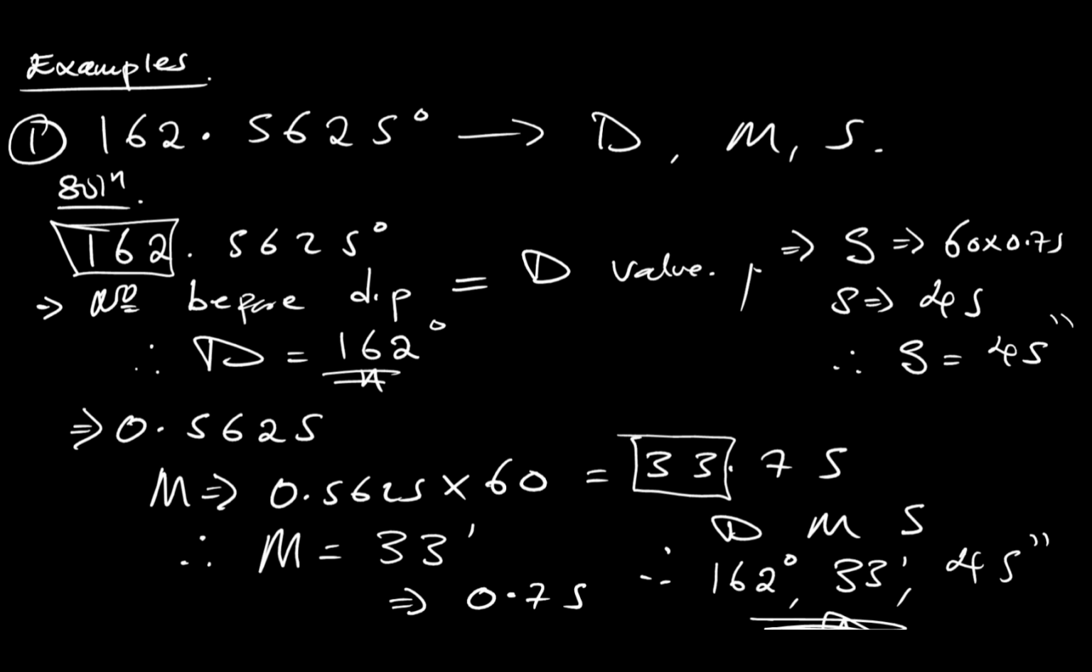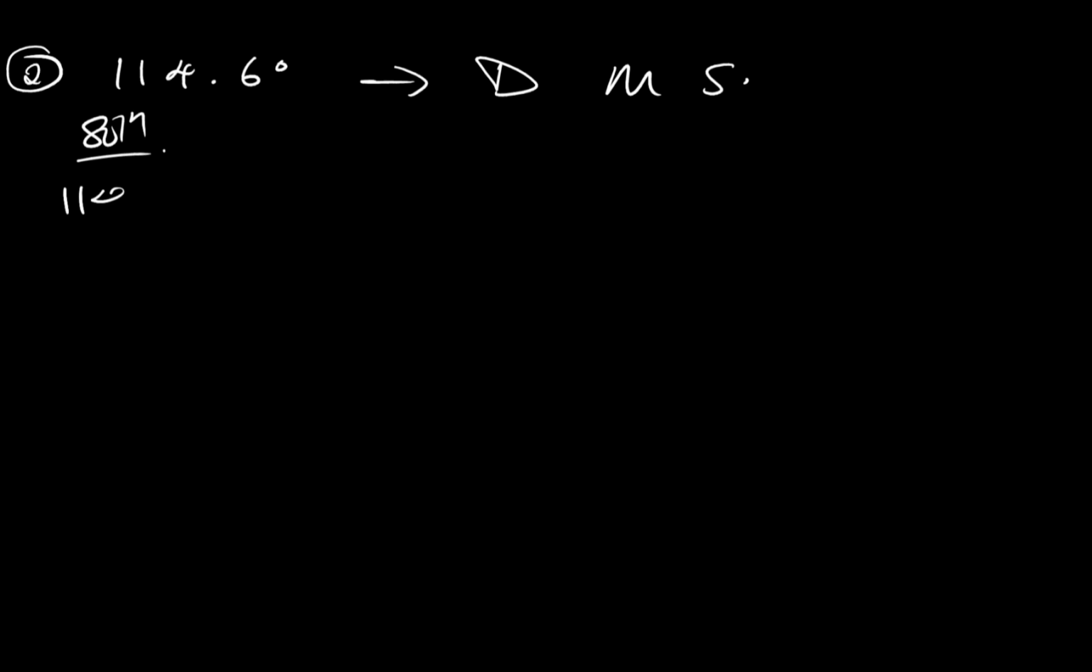Now, let's also look at another example. Sometimes you might have a question in this manner. Say you have 114.6 degrees and you've been asked to convert it to degree minute second form. So we know that given this 114.6 degrees, the initial number before the decimal point represents the degree number. So the degree value is 114 degrees.